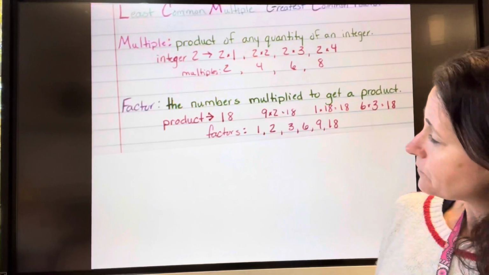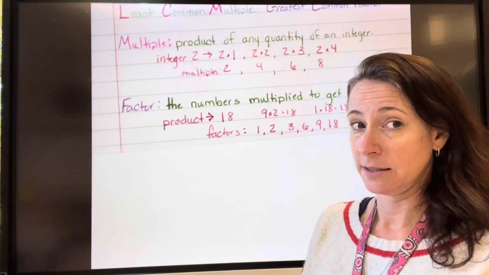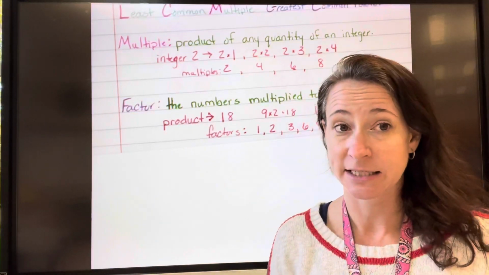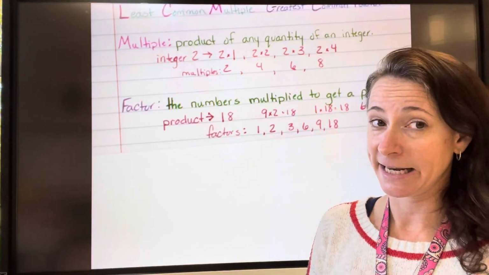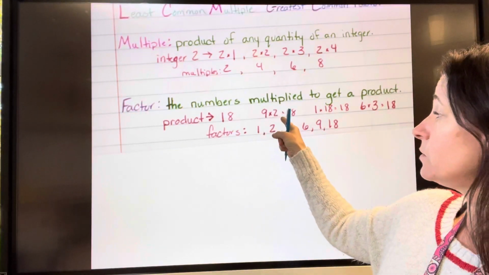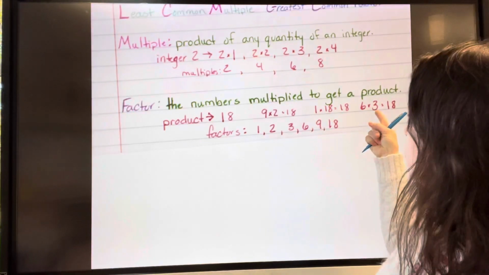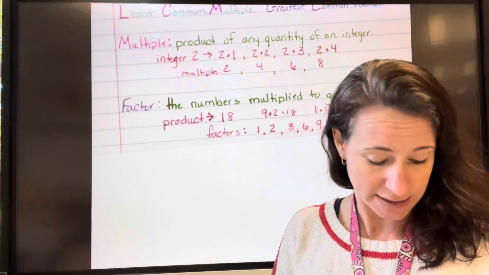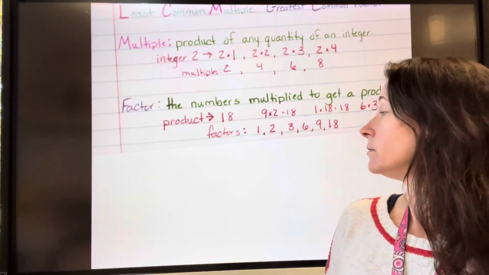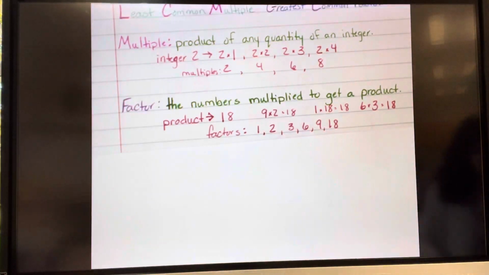A factor is a number that is multiplied to get a product. So if your product is 18, what did you multiply to get that answer? Those are your factors. You multiply 9 times 2 to get 18. You can multiply 1 times 18, and you can multiply 6 times 3. Once you have all those factors, you list them in order: 1, 2, 3, 6, 9, and 18.